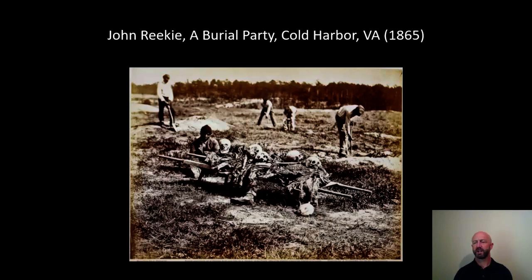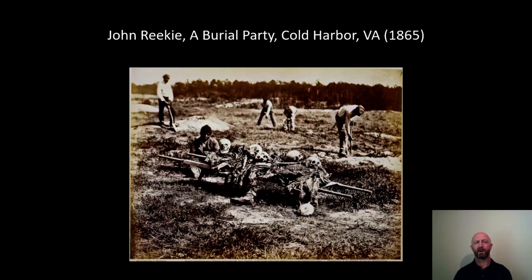Another photographer associated with Alexander Gardner and sent out in the field was John Reekie. This is one of his most famous photographs, called A Burial Party from Cold Harbor, Virginia, 1865. In this case, again, you can probably tell it's a very composed picture. He spent a lot of time putting all of these skeletal remains on this makeshift gurney here, and selectively focusing on that in the foreground so as to show the gruesomeness of this scene.